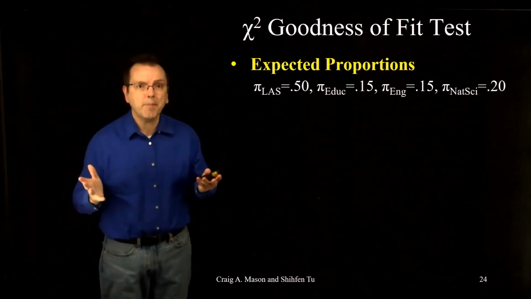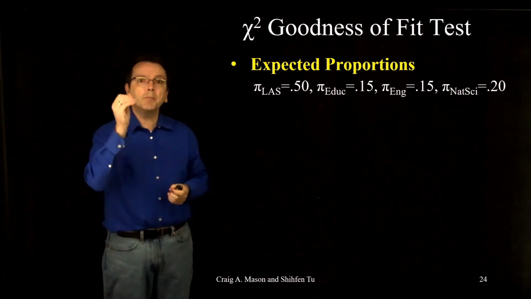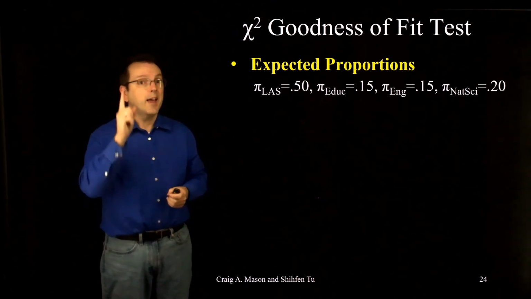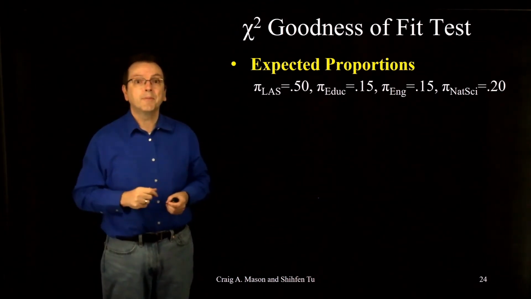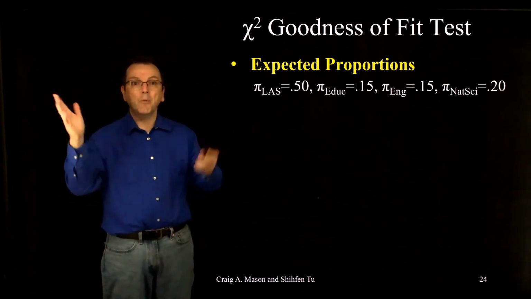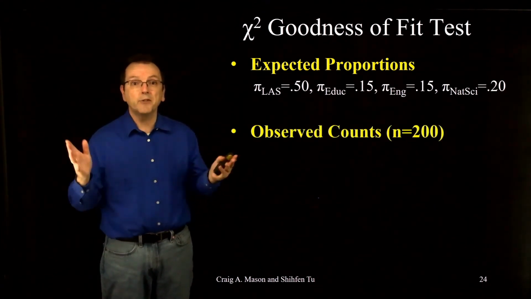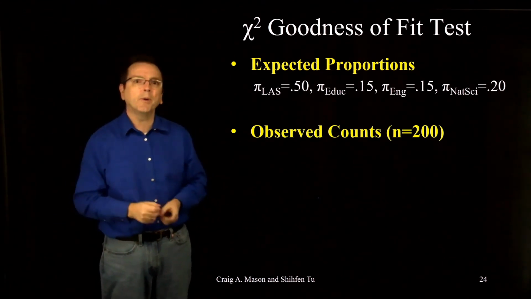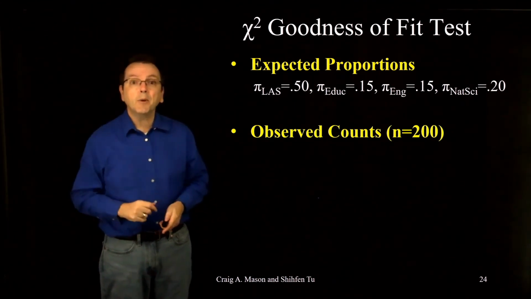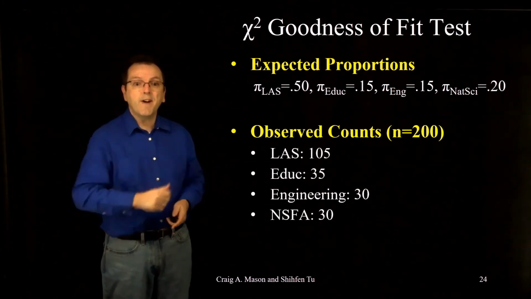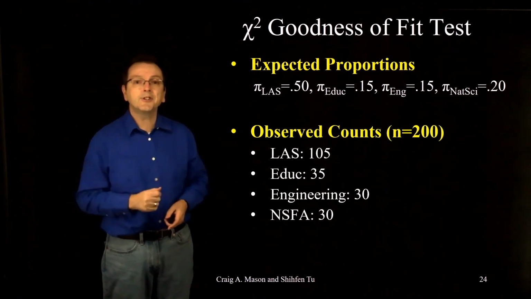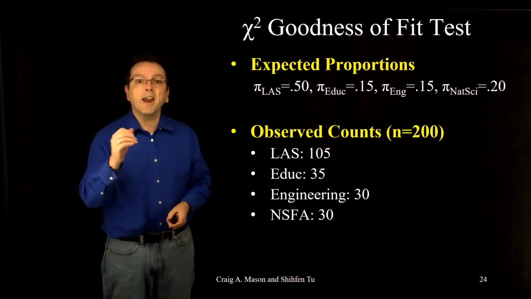So we have our hypotheses, and we know the proportions that we expect to see for each category if the null is true. So let's say we go out and sample 200 students at a hockey game and ask them which college they're enrolled in. And we obtain the following results. 105 are in LAS, 35 are in education, 30 are in engineering, and 30 are in NSFA.